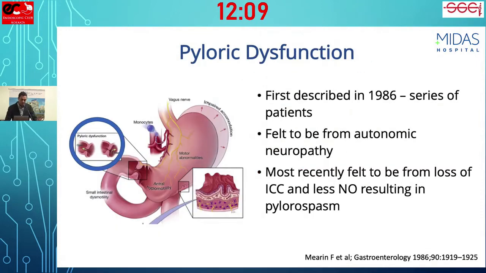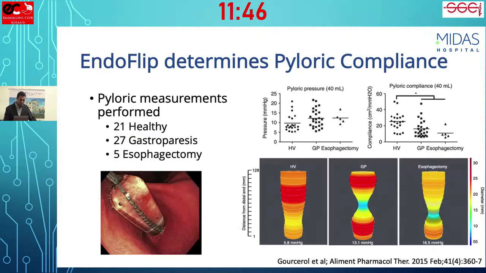So let's focus a little bit on pyloric dysfunction. This is something that was described in 1986 in a series of patients initially. And they first felt this was from autonomic neuropathy. And now it's discovered that it's from the loss of interstitial cells of Cajal and less nitric oxide, resulting in what we call pylorospasm, preventing the emptying of foods from stomach into the duodenum.